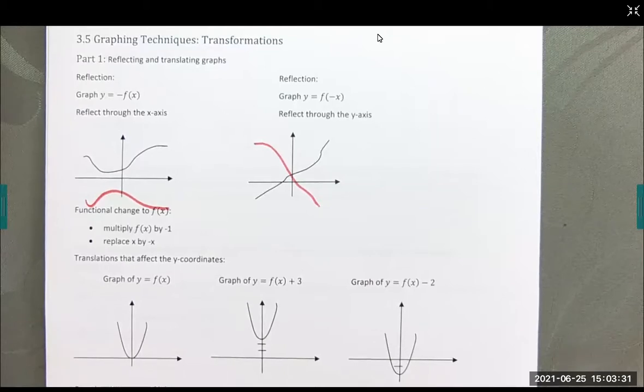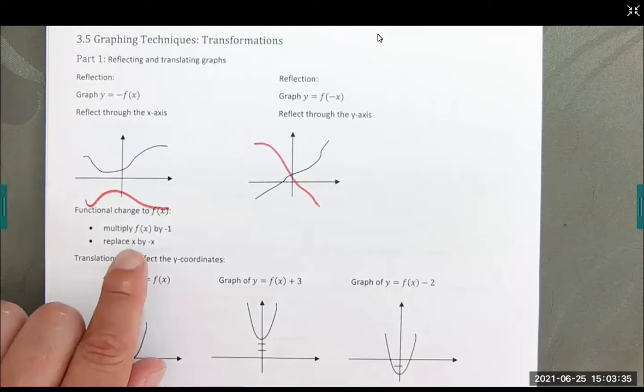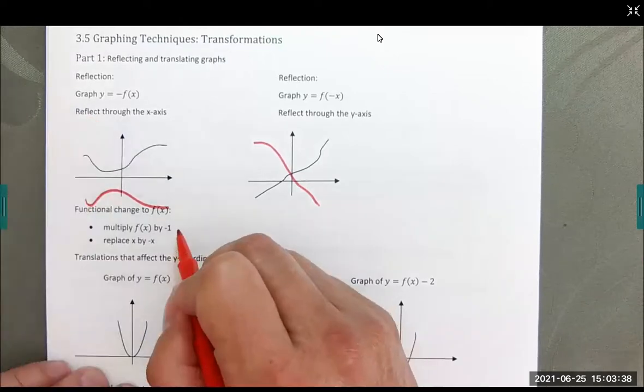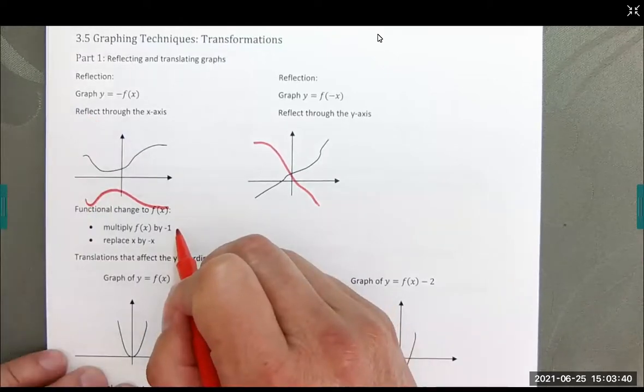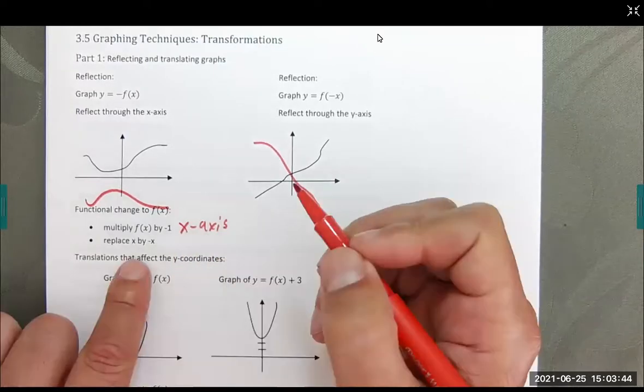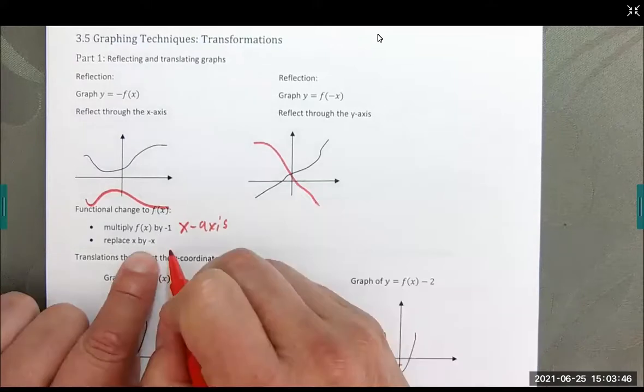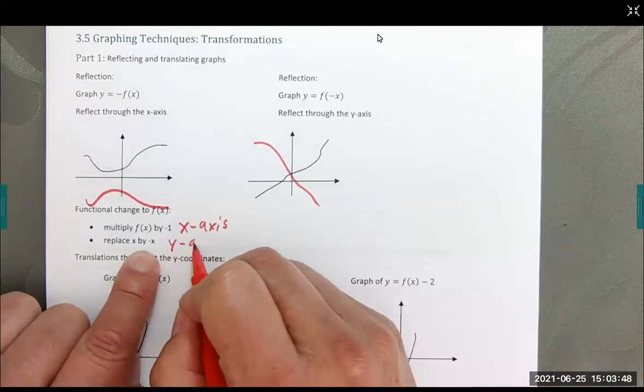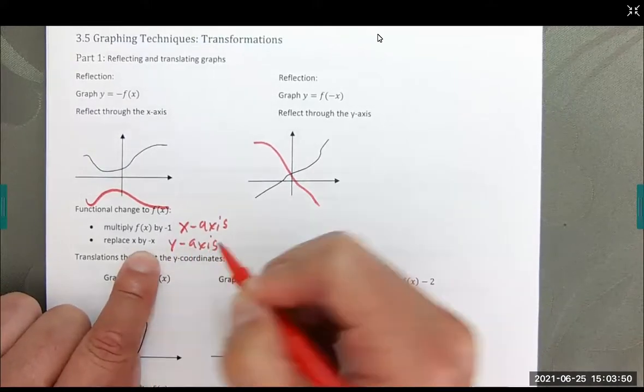All right. So if we multiply f of x by -1, then we're to this one here. So we're going to reflect through the x-axis. And replace x with negative x, that is going to be reflect through the y-axis. Just like we had here.